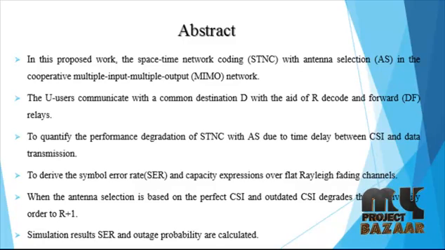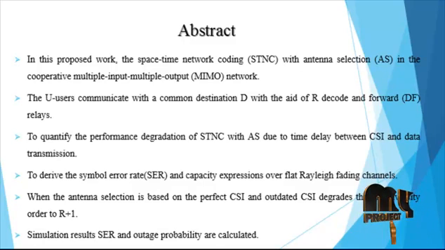In this network, the best transmit-receive antenna pair with the highest signal-to-noise ratio, that is SNR, is selected to perform the signal transmission and reception over the user-destination and relay-destination links. To quantify the performance degradation of STNC with AS due to the time delay between instances of channel state information, that is CSI, estimation and data transmission, we derive the symbol error rate, SER, and capacity expressions over Rayleigh fading channels.